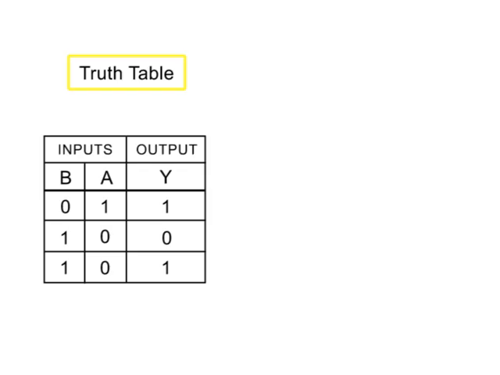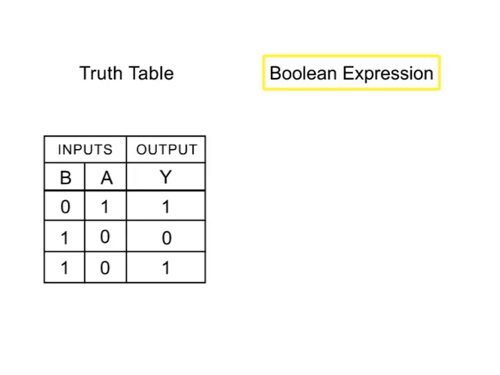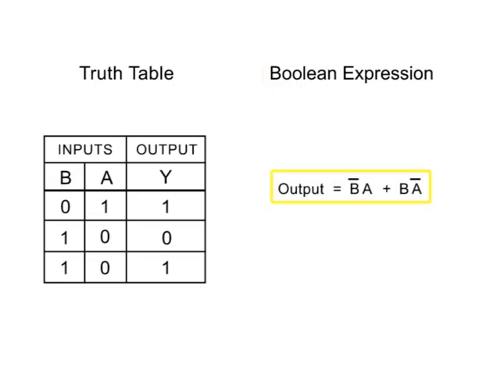A truth table is used to describe the relationships of inputs and outputs of a logic circuit in a tabular or table format. A Boolean expression can be used to describe the relationships of inputs and outputs in mathematical form and can be used as a convenient method of describing how a logic circuit functions.